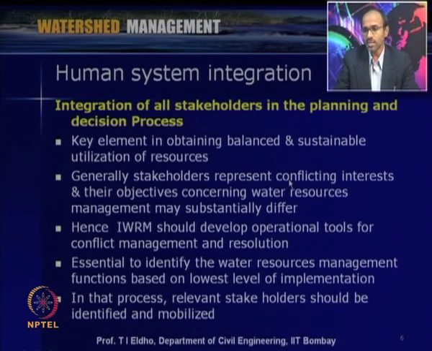Generally, stakeholders represent conflicting interests, and their objectives concerning water resource management may substantially differ. If you consider a watershed, different people have different interests. The rich people may have different interests, and poor people may have different interests. Rich farmers may want to grow cash crops like sugar cane, and poor farmers may wish to go for rice cultivation. Like that, there will be differing views and conflicting interests.